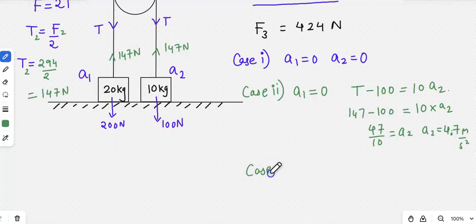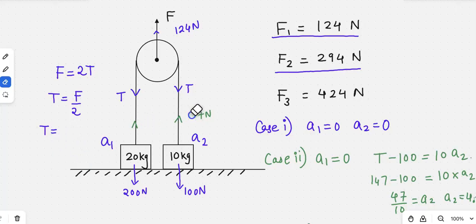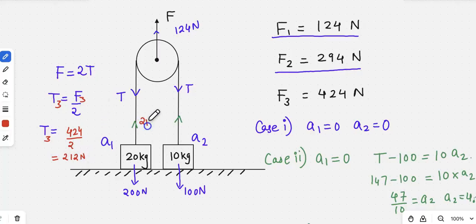So let's look at case 3. In case 3, what will happen? Let me erase this again. For case 3, let's use a different color, red. Again, the same thing. T3 is F3 by 2. So what will be T3? 424 by 2 will become 212 Newton. So 212 Newton force is upwards in the form of tension.